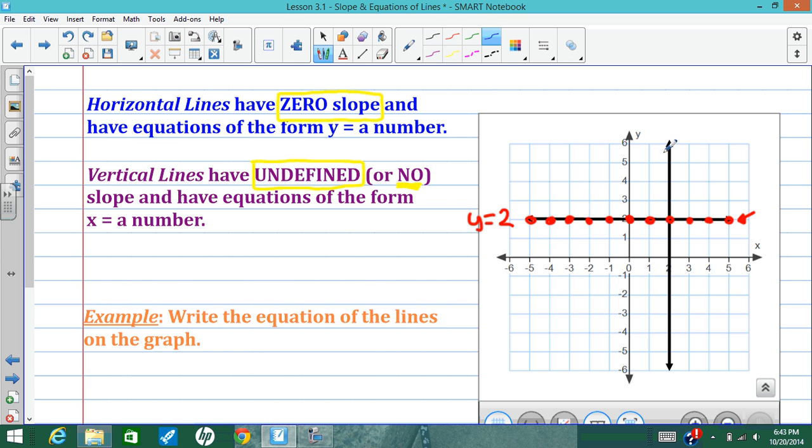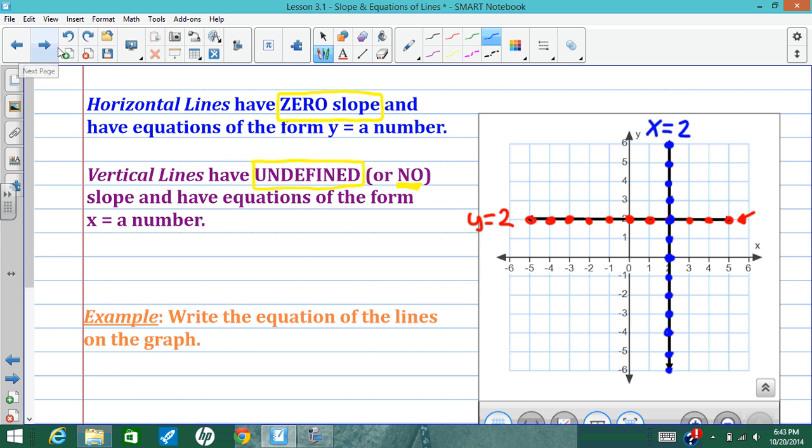For the vertical line, I have an equation in the form x equals, and I do the same thing. I go look where it crosses the x-axis. It crosses at 2, so it has the equation x equals 2. And that's because every point on this line is going to have an x value of the coordinate that's equal to 2. So any coordinate I write that's on this line is going to have an x value of 2.